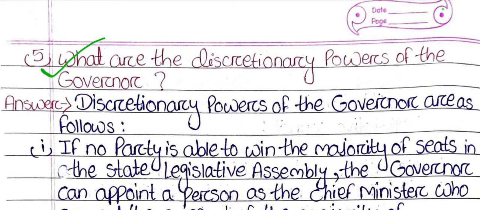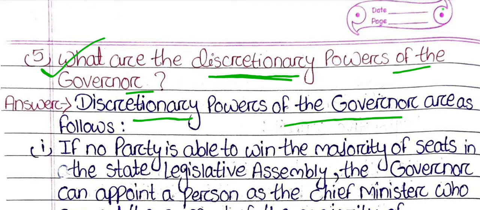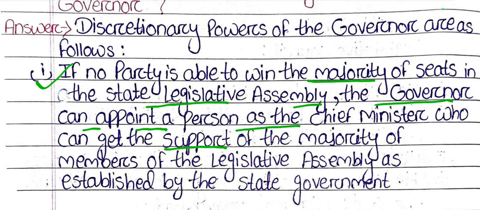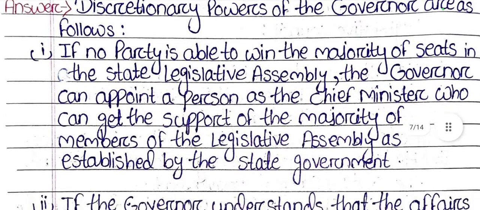The next question, what are the discretionary powers of the governor? Discretionary powers of the governor are as follows. First, if no party is able to win the majority of seats in the state legislative assembly, the governor can appoint a person as the chief minister who can get the support of the majority of members of the legislative assembly.